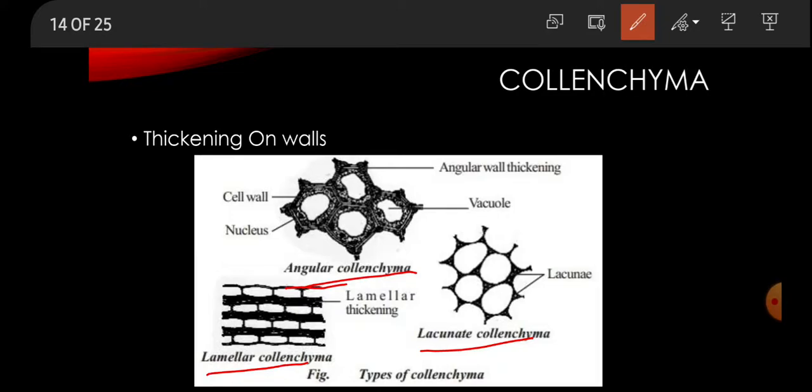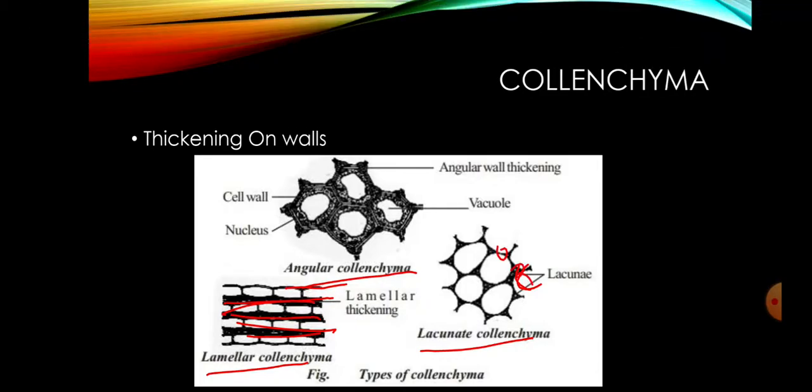In lamellar collenchyma, one line will be of what? Simple tissue, and in the second line the thickening will be present. This thickening is made up of what? Pectin and cellulose. And in lacunar type, some small thickening is present. The walls are not entirely thick, but thickening is present in small amounts. So these are called lacunar collenchyma.